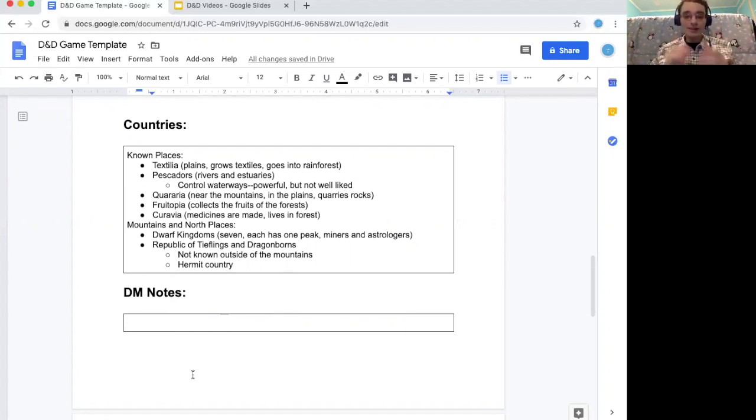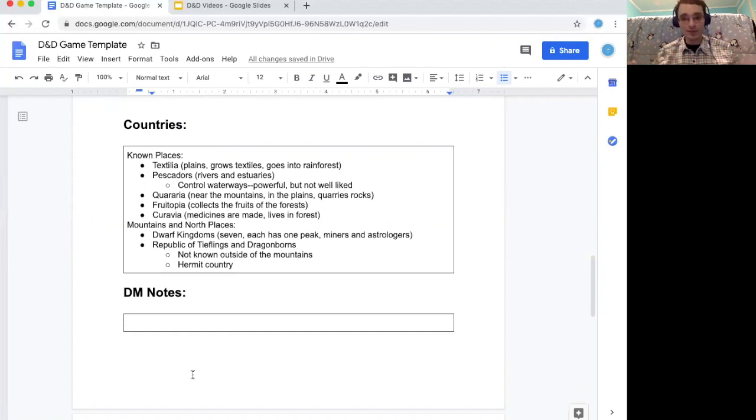So I named these after different things that the countries make. One, we have Textilia, which grows the textiles. We have the Pescadores, which control the waterways. Now, the waterways are where all the travel goes through, so anything that disturbs them is definitely going to disturb these people the most. Then we have Quararia, who are the quarry people. They live near the mountains and the plains, and they quarry rocks. Then we have Fruitopia, which collects fruits from the forests, and Kiravia, which makes medicines from the things they find in the forest, which is where they live.